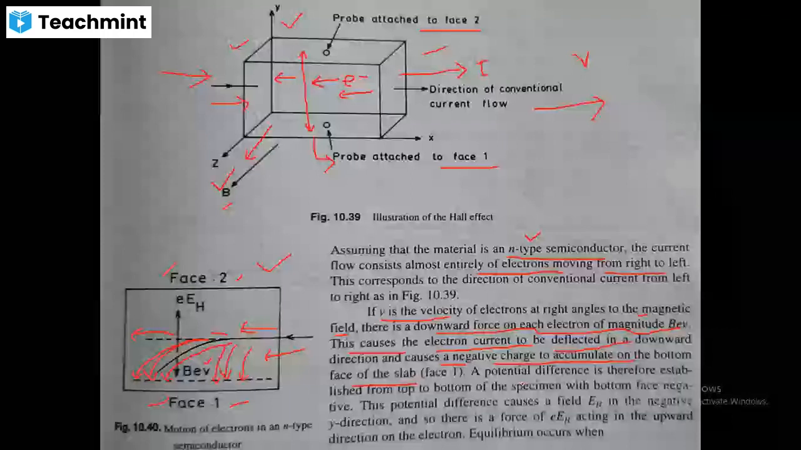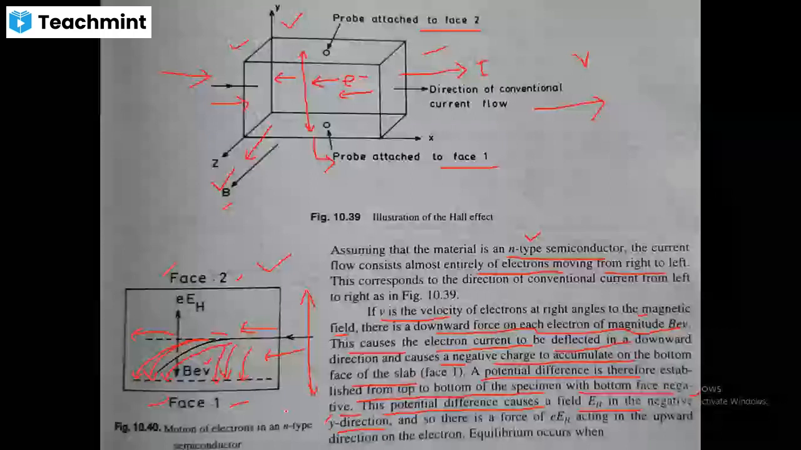Then a potential difference is therefore established from top to bottom of the specimen, with the bottom face negative. So this is taken as negative because the electrons are accumulated here. Then this potential difference causes a field EH in the negative y direction. Look at this carefully. Here we say this potential difference causes a field EH in the negative y direction.